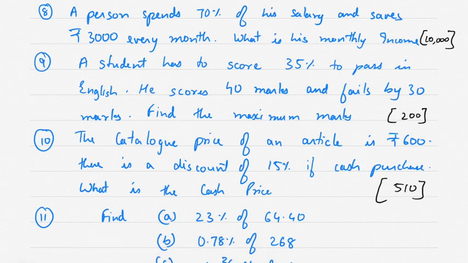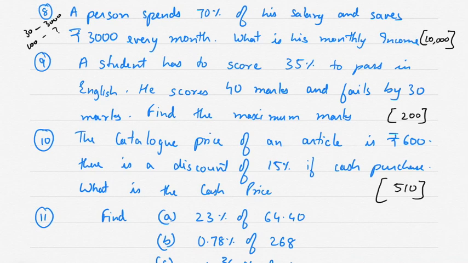Okay. A person spends 70% of his salary and saves rupees 3,000 every month. What is his monthly income? A person spends 70% of his salary. That means he saves 30%, correct? And saves 3,000 every month. That means 3,000 is 30%. So 100% is how much? If 30% is 3,000, 100 is how much? When you calculate this, 100 into 3000 divided by 30, you will get 10,000.